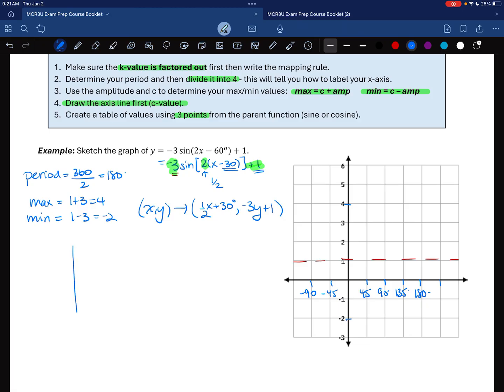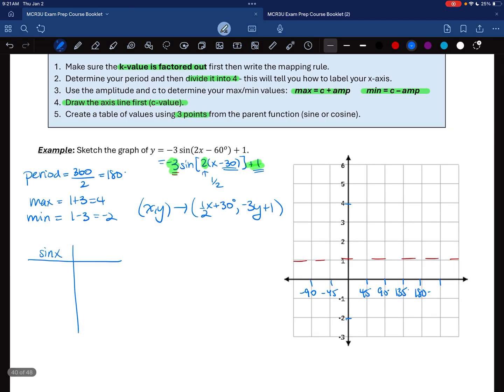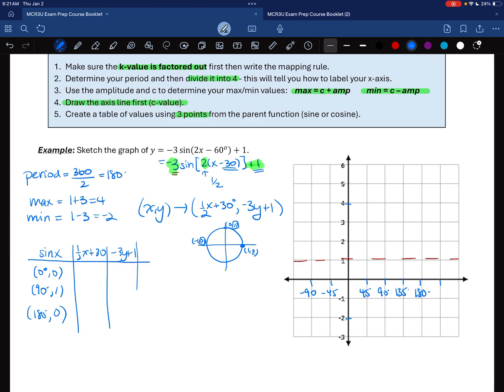So I'm going to write the first 3 points of the normal sine function. So remember, the sine function is measuring the y values as we rotate around the unit circle. So this is 1, 0, and -1, 0. So the sine of 0 degrees is the y value, which is 0. The sine of 90 is 1, and the sine of 180 is 0. I'll put my horizontal transformation here, my vertical here, and in here we'll put our new points.